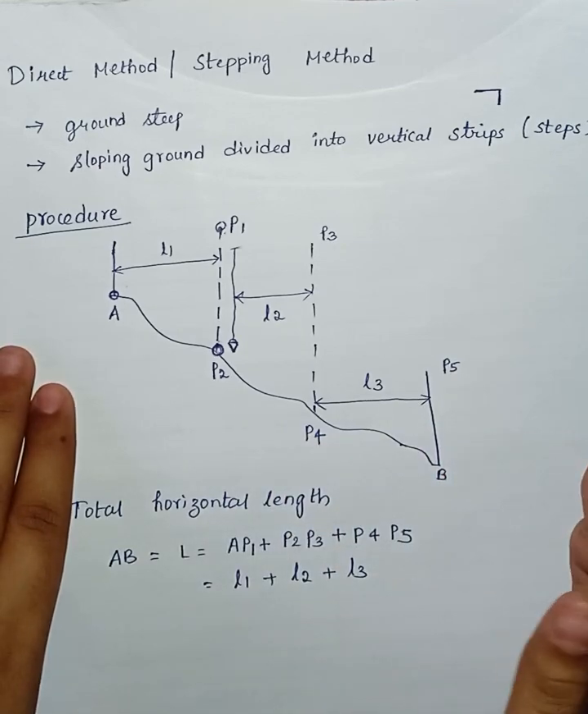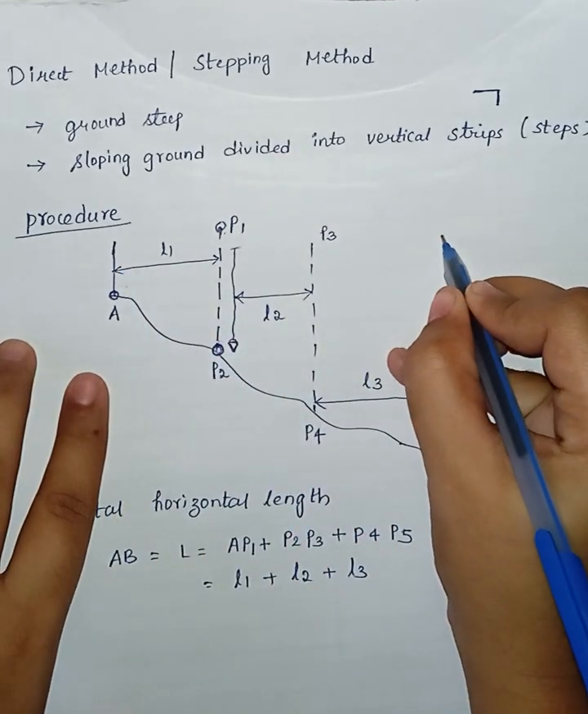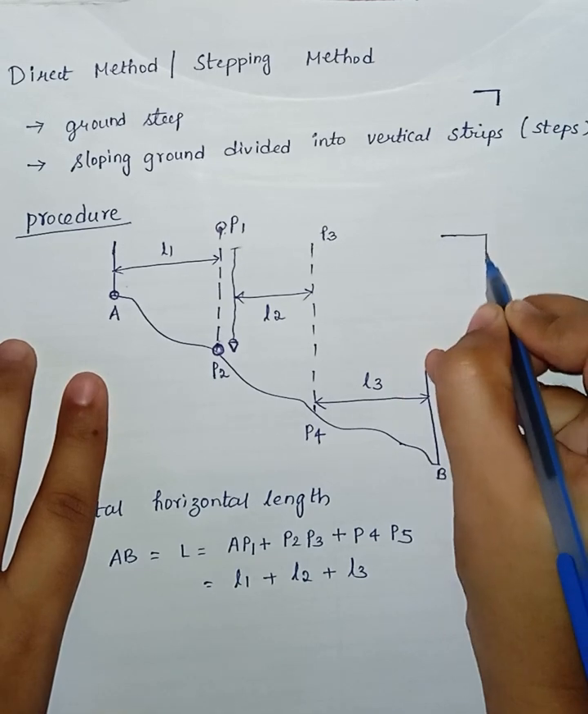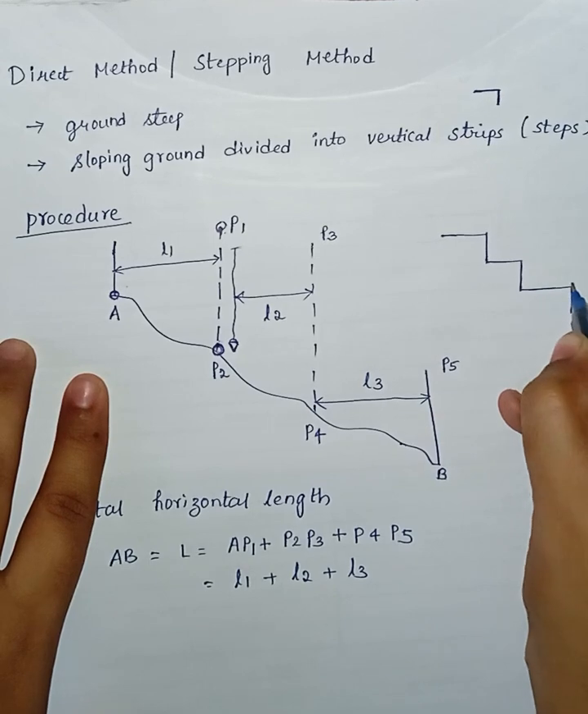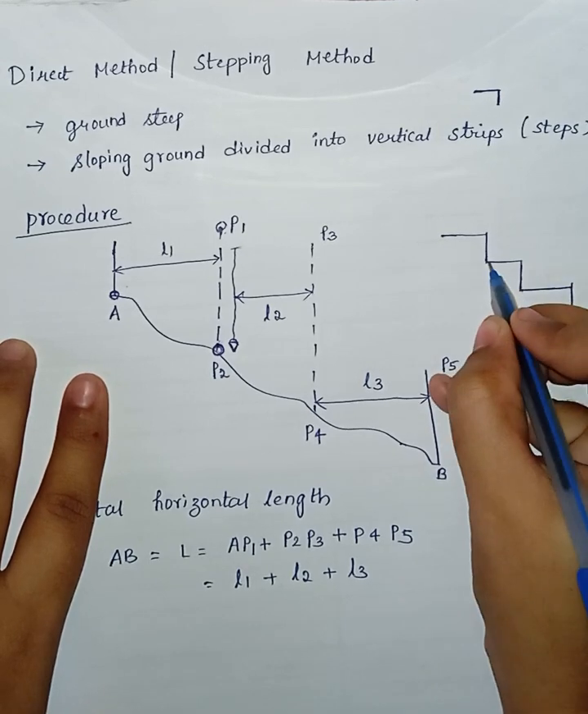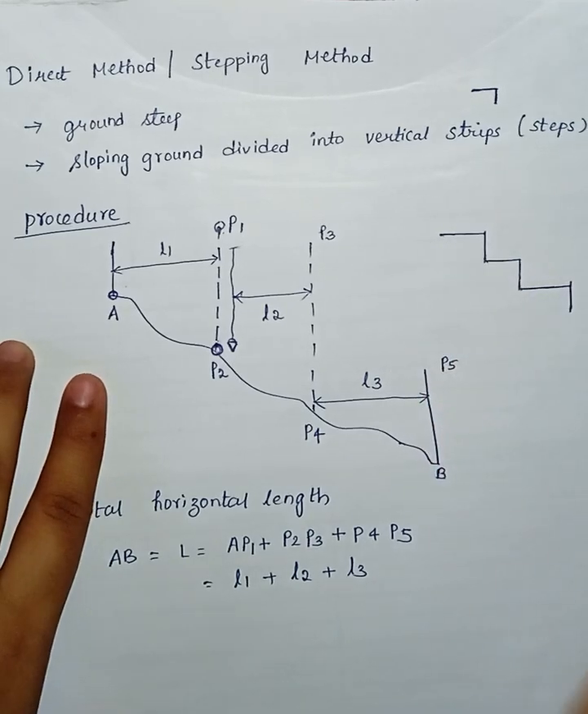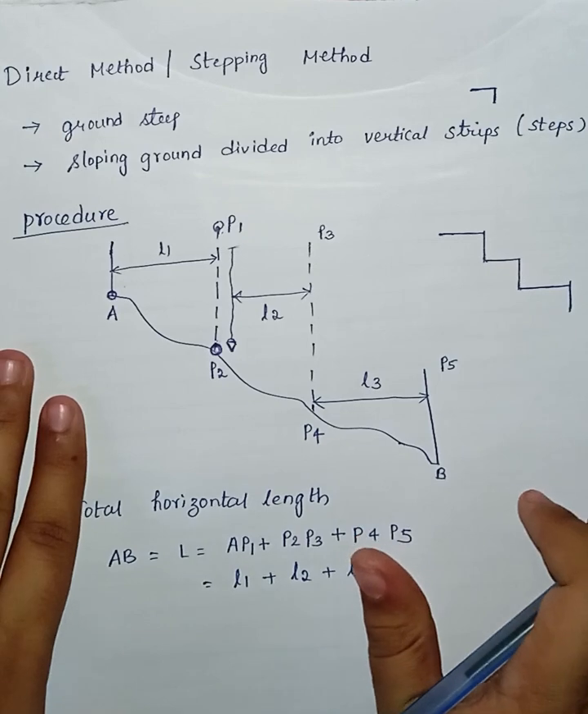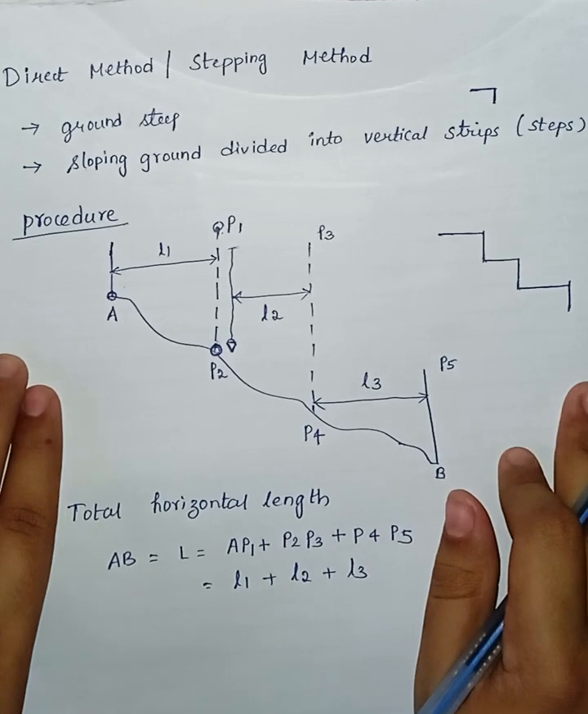Why is it also known as the stepping method? Because here we get a step-like shape. It looks like the steps we see in our houses. So it is in the shape of steps, and this method is also known as the stepping method. So this is about the method of chaining on a sloping ground by the direct method or stepping method.